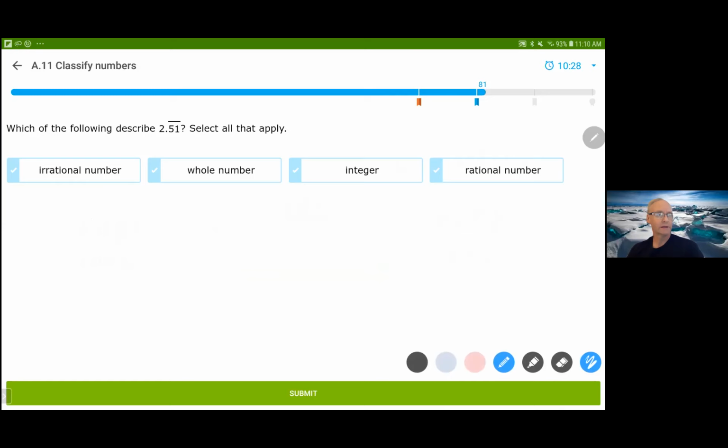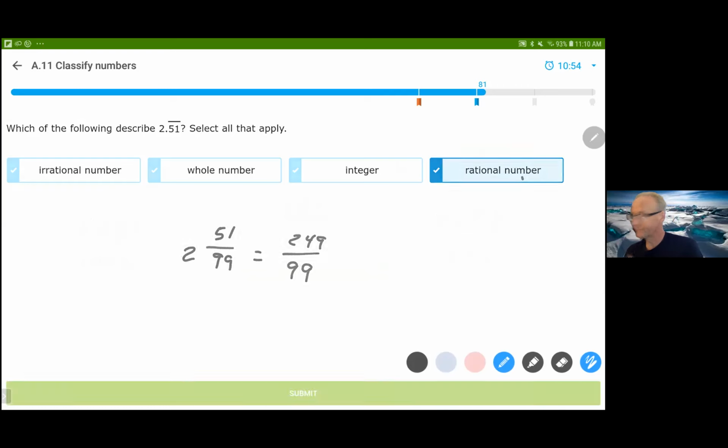Which of the following describe 2.51 repeating? So again, that's 2 and 51/99ths. And if you wanted to simplify this to a ratio, it would be 2 times 99 is 198. And if I add that to 51, I get 249 over 99. So there's my ratio. It is a rational number, and that's it.